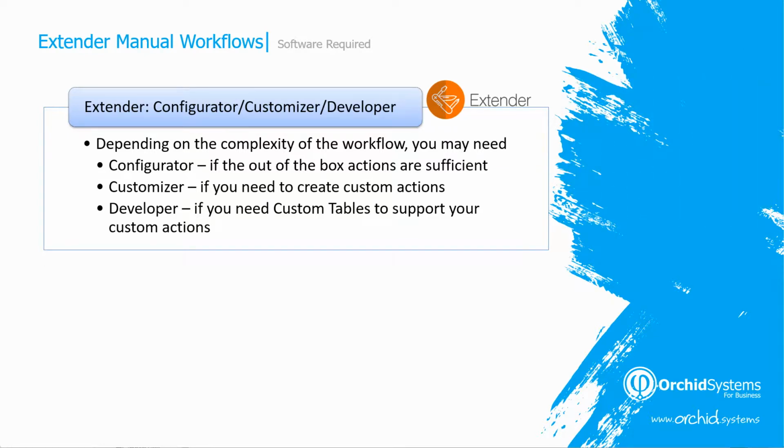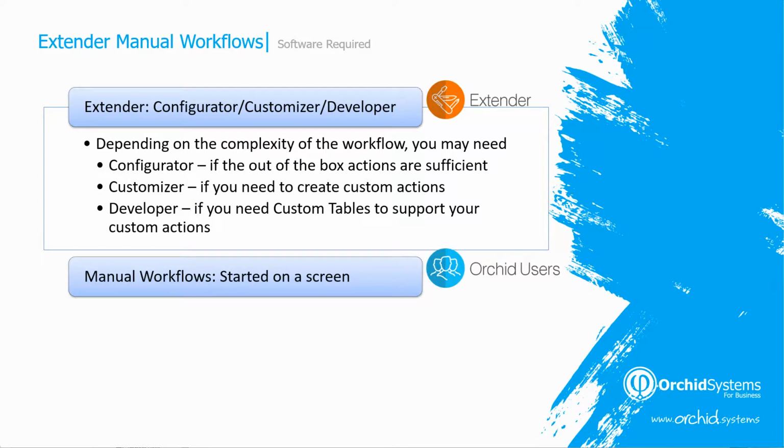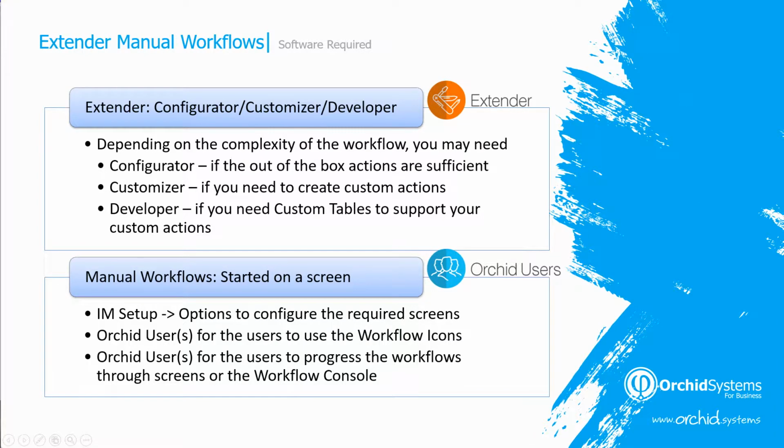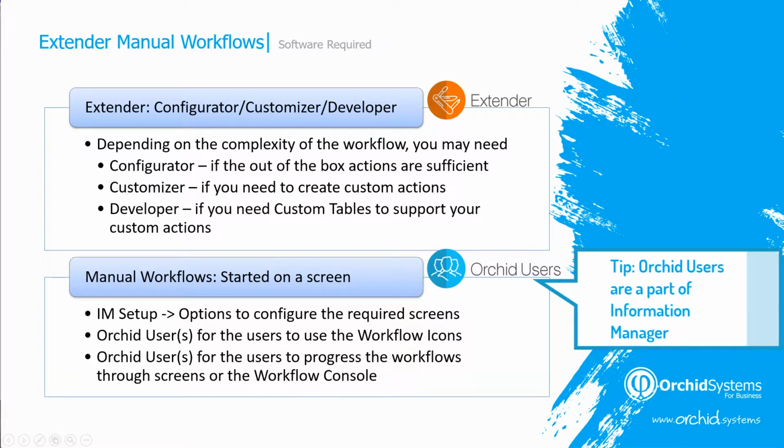But a manual workflow gets started from a Sage 300 screen. And in order to configure that, you need Orchid users. The Orchid users are needed to make the workflow icons available on the required screens, and for you to progress the workflow from the configured screens, or to use the workflow console screen to progress the workflow.